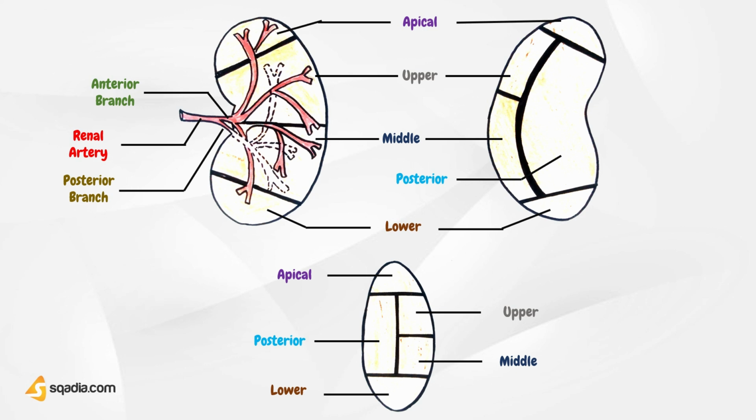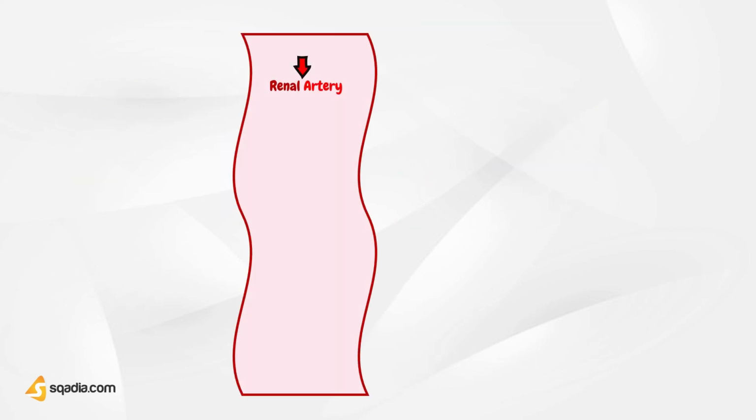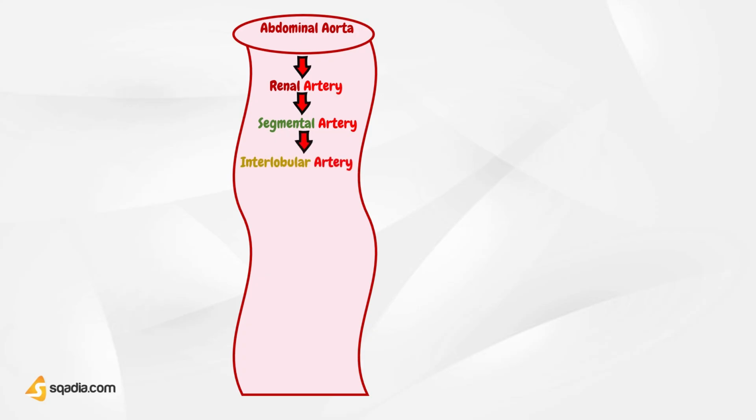Now let's discuss the blood supply of the kidney. The renal artery arises directly from the abdominal aorta and enters the kidney through the hilus. While passing through the renal sinus, the renal artery divides into many segmental arteries. The segmental artery subdivides into interlobar arteries. The interlobar artery passes in between the medullary pyramids.